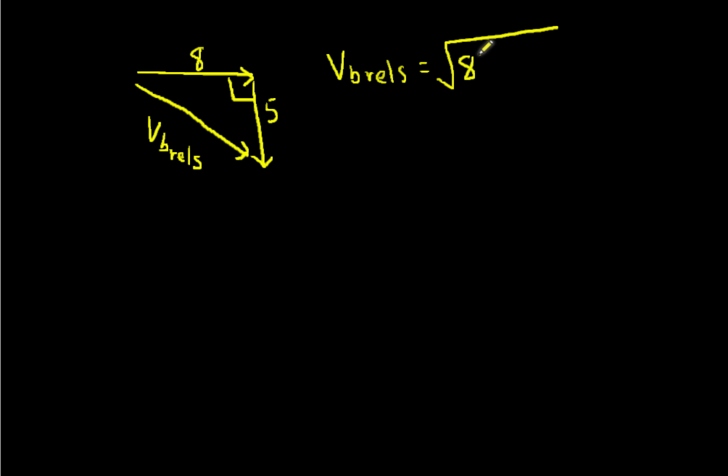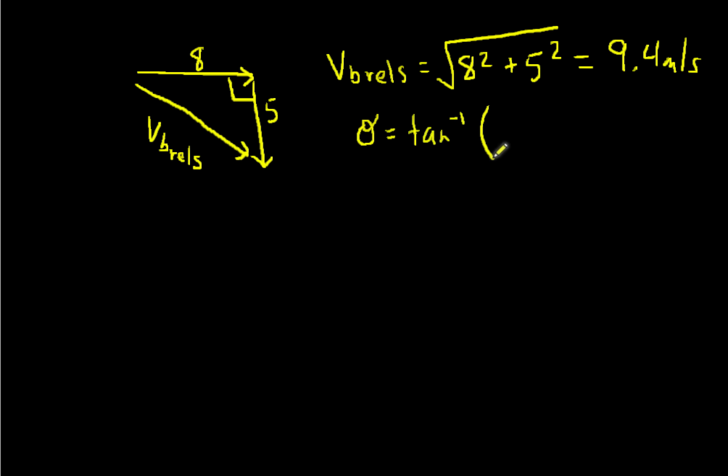We'll redraw this triangle so you can see how the calculation is done. It's a right angle triangle. And we're looking for the hypotenuse. This is the velocity of the boat relative to the shore. This can be calculated using Pythagoras' theorem, where 8 squared plus 5 squared, square rooted, gives us the velocity of 9.4 meters per second. The angle is calculated using tan.